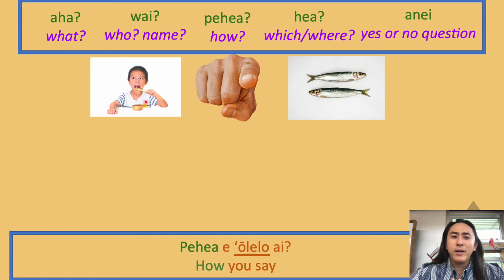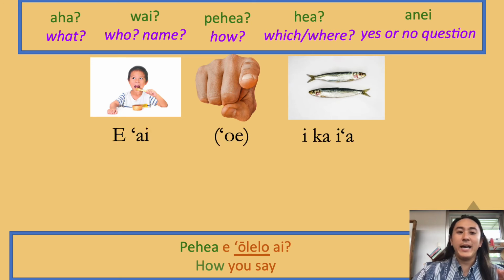So, how do you say, eat the fish? Maika'i. E ai i ka i'a. E ai oi paha. You want to say oi? Be a little bit more direct. E ai oi i ka i'a. Hiki. It's a little bit more direct, a little bit more scolding. But e ai i ka i'a. Go eat a fish. Maika'i.